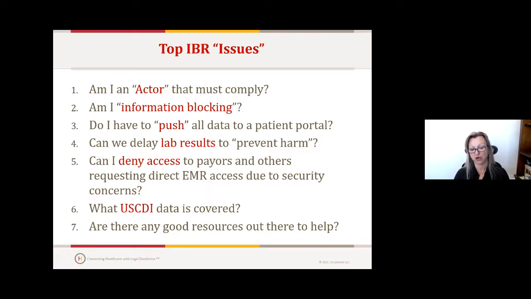That was a large uptick, and I'm still seeing that. Seems to be a trend right now of payers, commercial payers particularly, requesting direct access to EMR to do things like their normal quality reviews, claiming that they already have access to all that data because the claims information is going to them, and so the EMR access would expedite that process. But then you have questions whether there are security concerns and other things that would allow you to not grant access. Next is, what is the USCDI data?